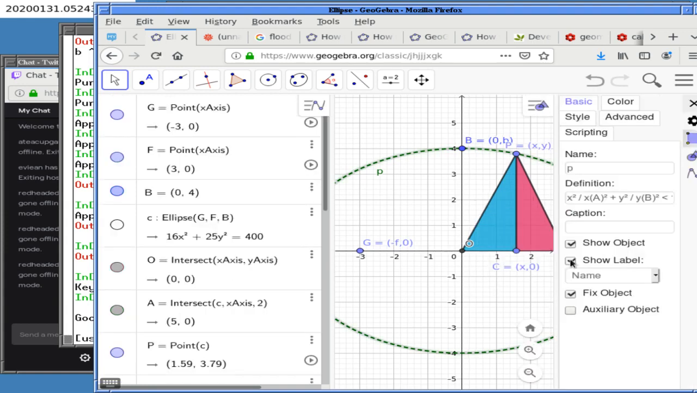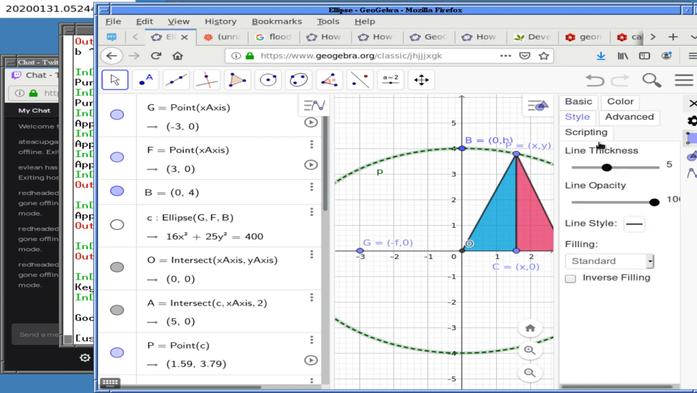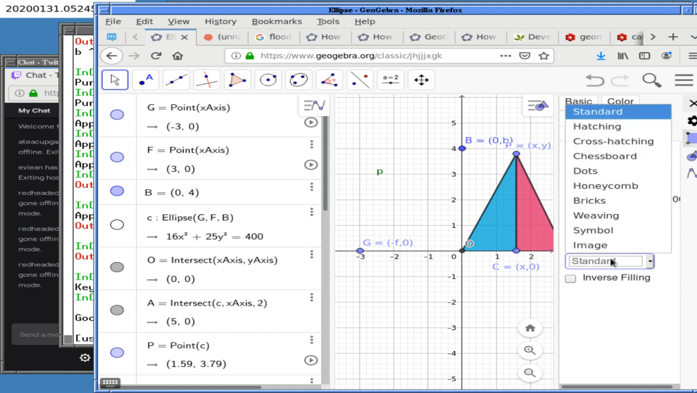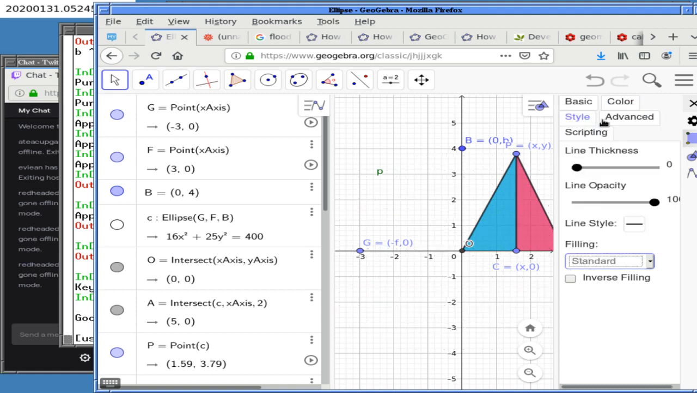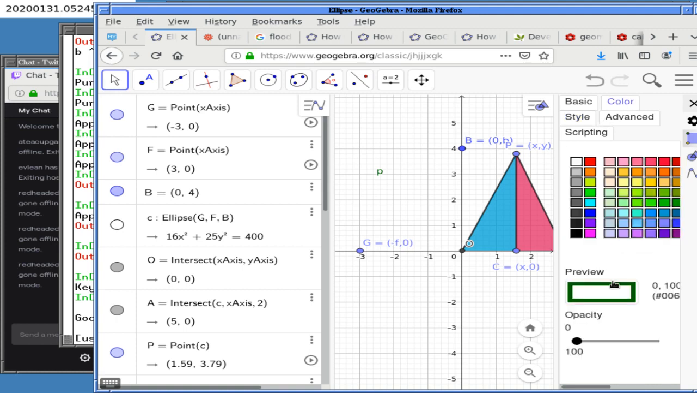Don't show the label. Don't show the lines. I do want to show the inside, though. Inverse... What if I do dots? Oh, cool. Okay. Standard. The color needs to be... Oh, I have the opacity set to 0. That's why. We can fix that.